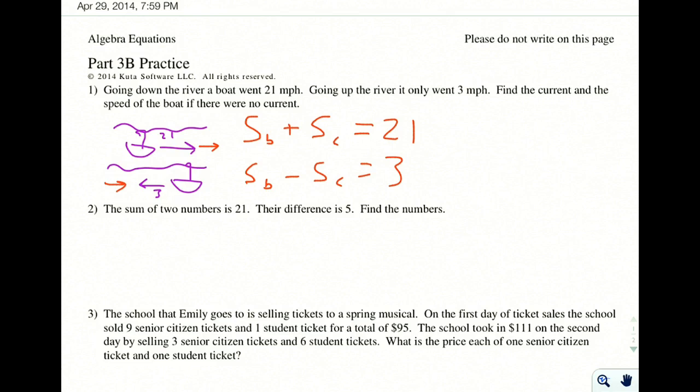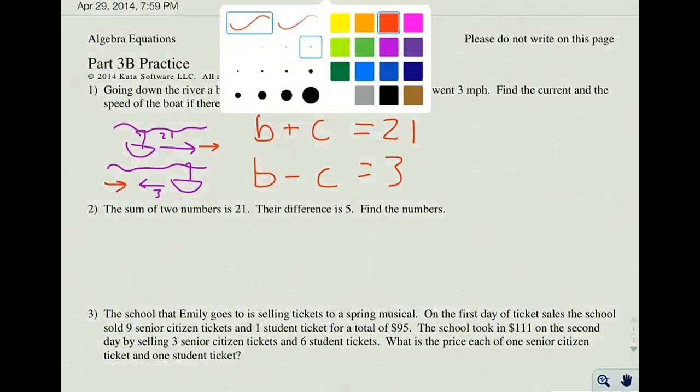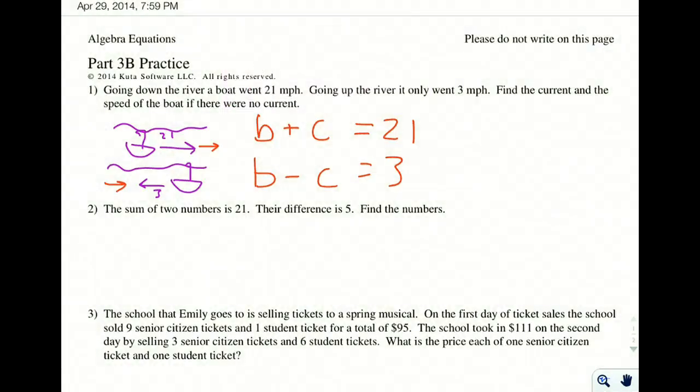I'm going to change my variables here because these SC's and SB's are probably a little confusing. I'm just going to call it B for boat speed, and C for current. Now I have two equations. Both of them are true statements, and I want to figure out the solution. What is B and what is C? To do that, I can use substitution. If I want to find an easy target to get alone, it looks like all of these are reasonably easy. I'm going to go for this B right here.